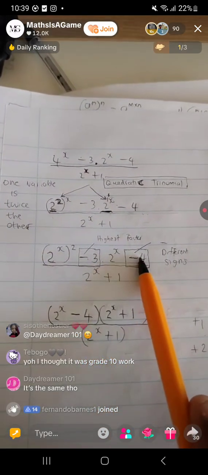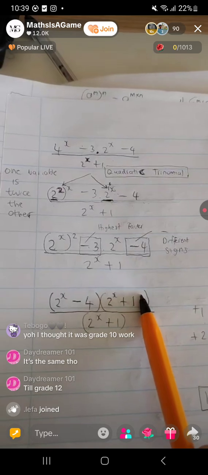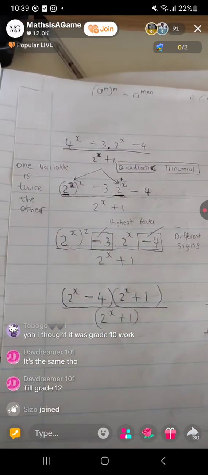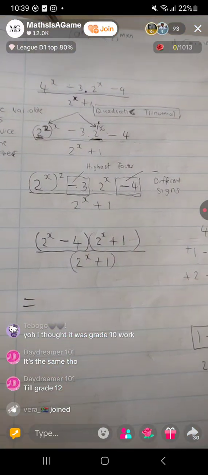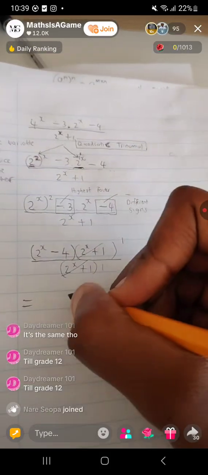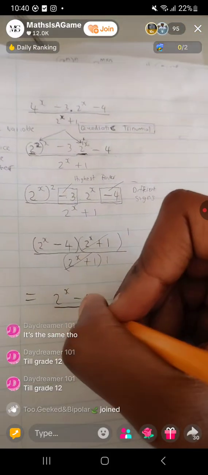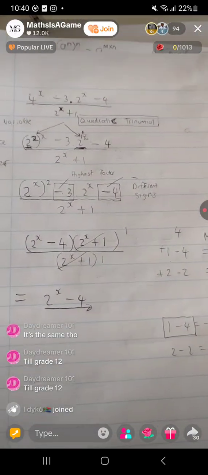So the factorization of this trinomial is 2 to the power x minus 4 into 2 to the power x plus 1. This is all over 2 to the power x plus 1. Now you can simplify and cancel, leaving you with 1 and 1. So your final answer is 2 to the power x minus 4. Guys, this is it.